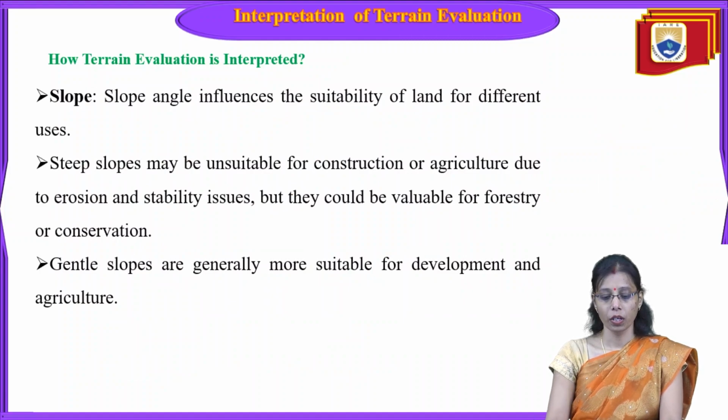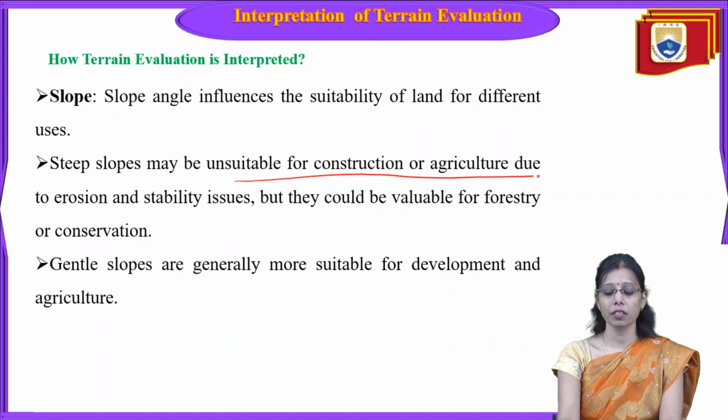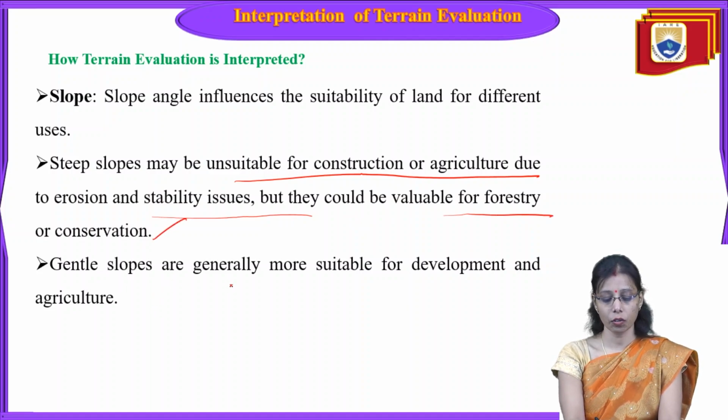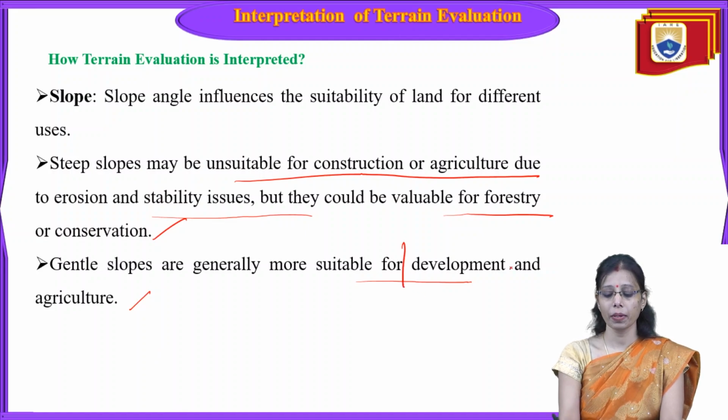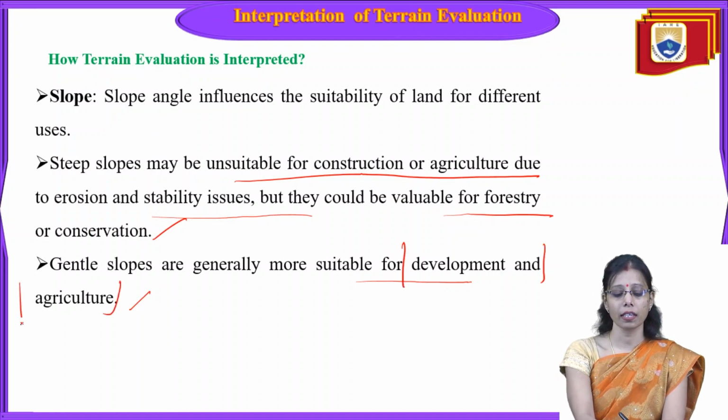Next, slope. The slope angle influences the suitability of the land for different uses. Steep slopes may be unsuitable for construction or agriculture due to erosion and stability issues, but they could be valuable for forestry or conservation. Gentle slopes are generally more suitable for development and agriculture. So wherever we find a gentle slope, it is suitable for developmental activities and for agricultural activities.